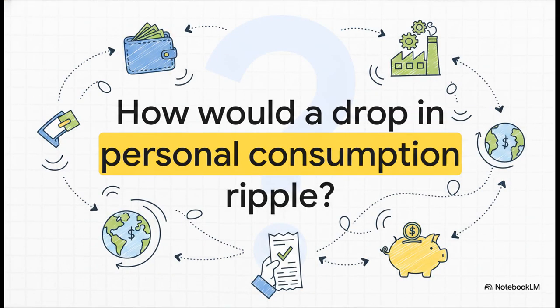Which brings us to our final, provocative question. We started this explainer by saying one person's spending is another person's income. So think about your own wallet for a second. If there were a sudden drop in your personal consumption, if everyone's C's suddenly shrank, how do you think that would ripple through business investments, government tax revenues, and the rest of this interconnected national equation? It is a fascinating thought experiment to leave you with.